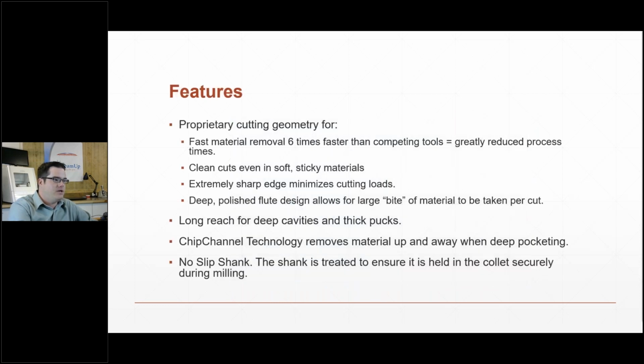So I'm not going to get too deep into that, but into the features. Essentially, it's a hogging tool. It's meant to just remove material fast and get to the point in the material into the program where we're doing finishing.